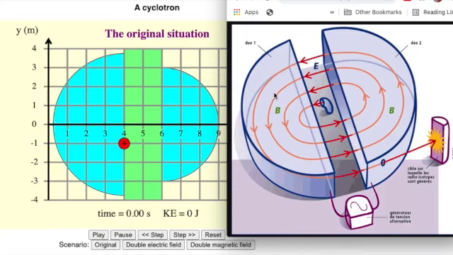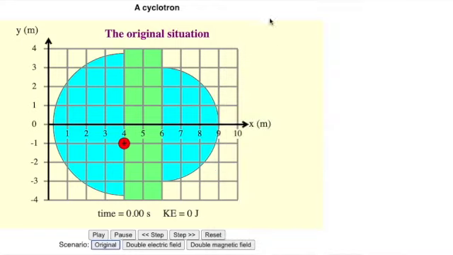As I have explained, I just want to summarize the concept. Here two fields are present. One is a magnetic field which is inside the Ds. The other one is an electric field which is in between the Ds. The electric field will accelerate the particle and the magnetic field will turn the particle into circular motion. Now let me show you the animation, how the cyclotron will work.